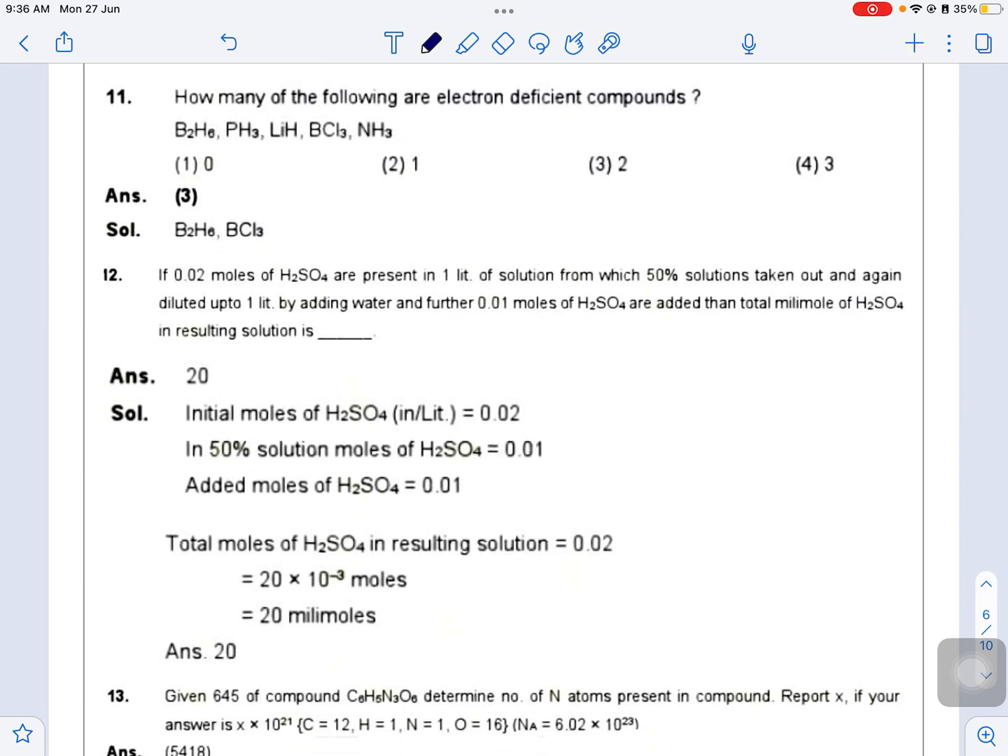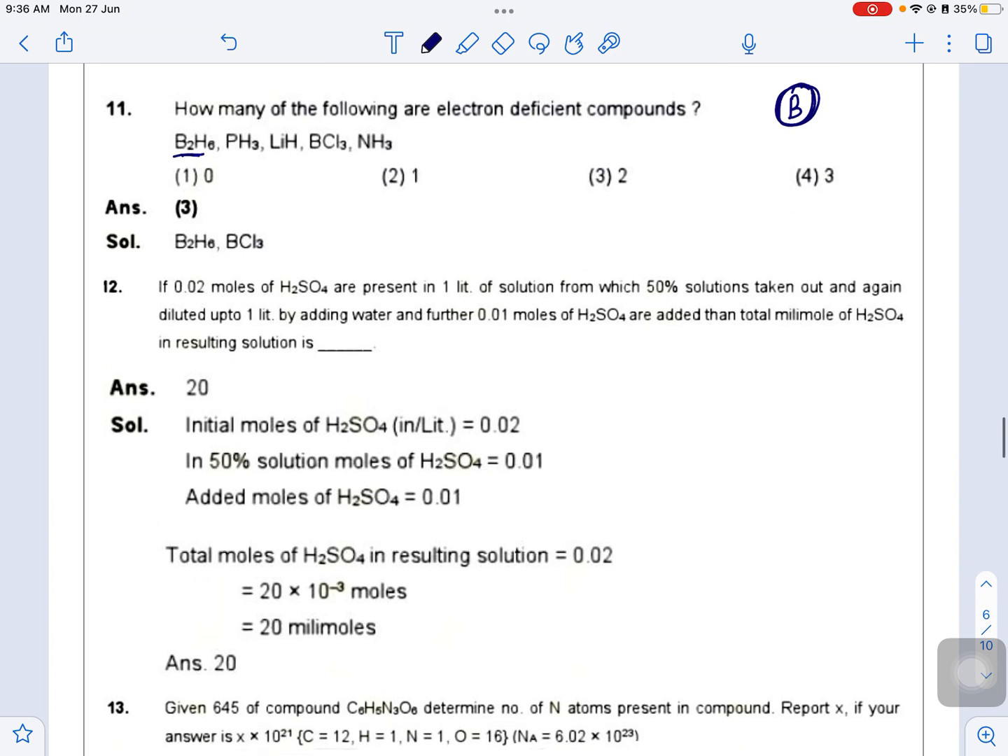Next question is how many of the following are electron deficient compounds? B2H6, PH3, some species are given. We know that boron compounds, or 13th group compounds, have fewer than 8 electrons. Therefore, they act as Lewis acids, electron deficient compounds. Diborane, though it is dimeric, has 3 center 2 electron bonds. Due to these, both borons don't get an octet here. Therefore, this is also an electron deficient compound.